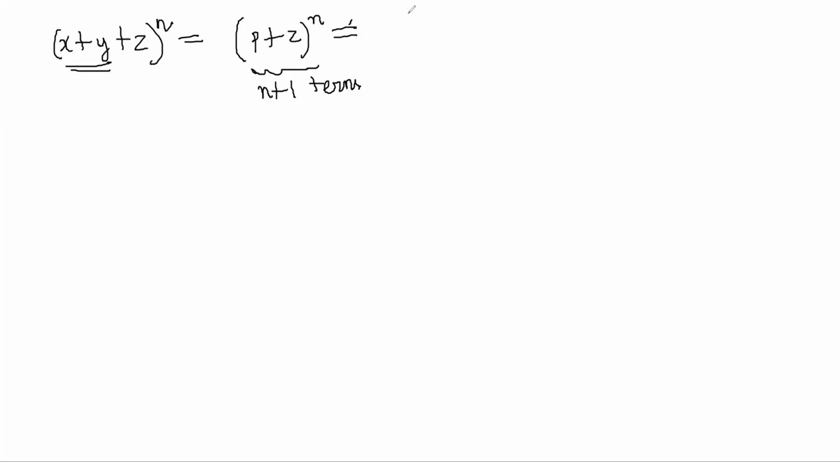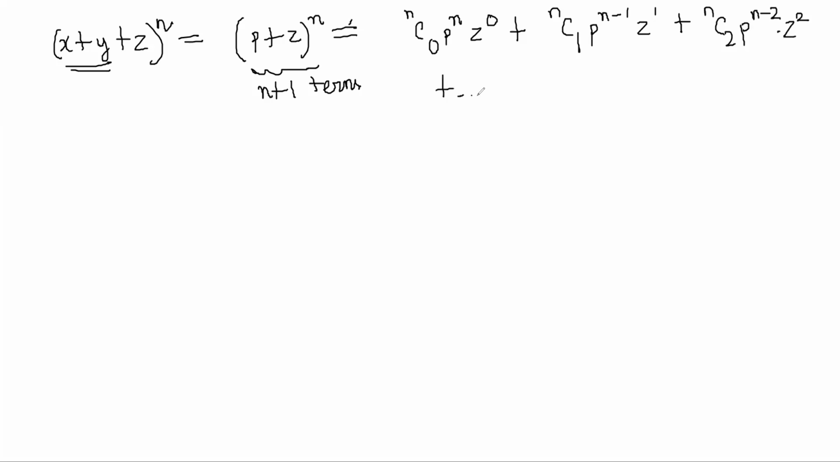The terms will look like this. It will be nC0 p power n z power 0, plus nC1 p power n minus 1 z power 1, plus so on, p power n minus 2 z power 2 and so on, till nCn p power 0 z power n, right? And these together are n plus 1 terms. Now individually inside also there will be an expansion, because of this p being x plus y, right?